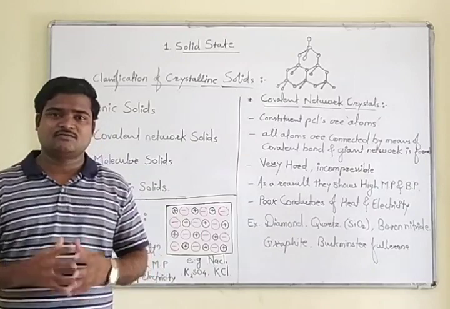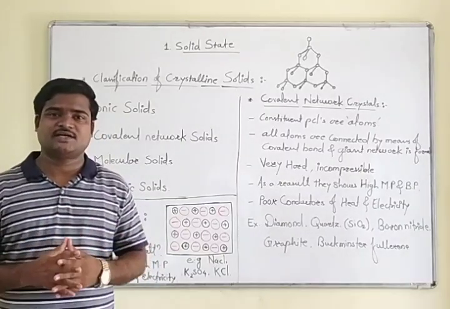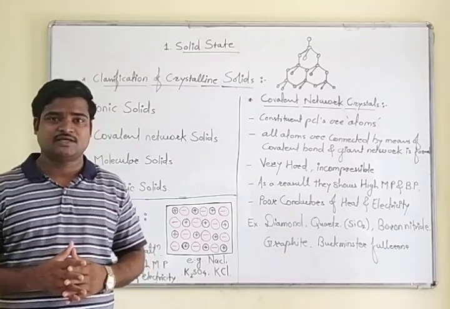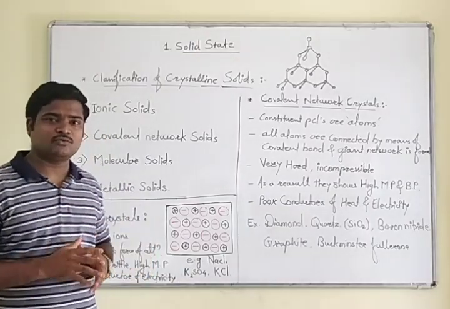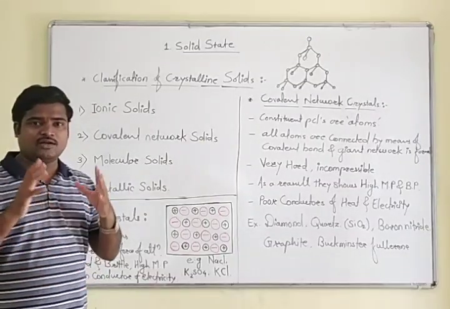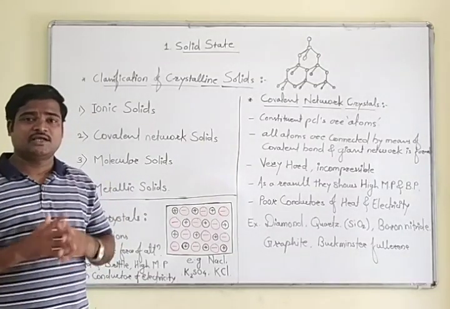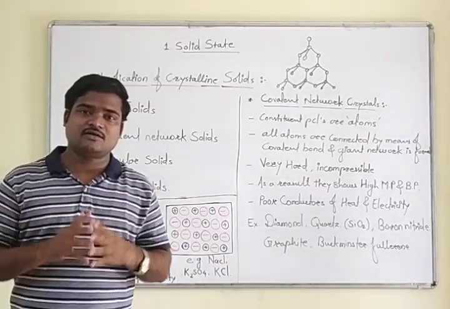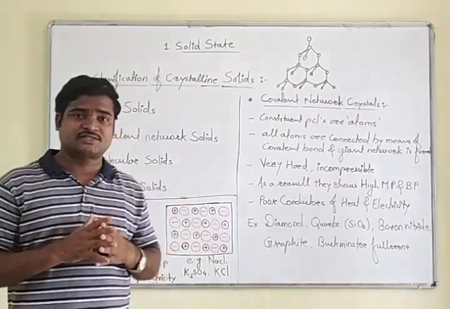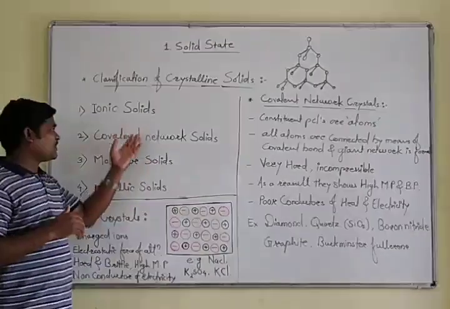In the last lecture, we discussed the solid state, and we cleared the point on types of solids. Now today, we are going to look at a new point: classification of crystalline solids. That classification we did on the basis of the type of bond which is present in the solids. Now look at these 4 points.